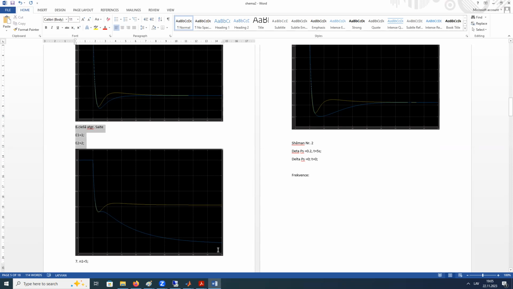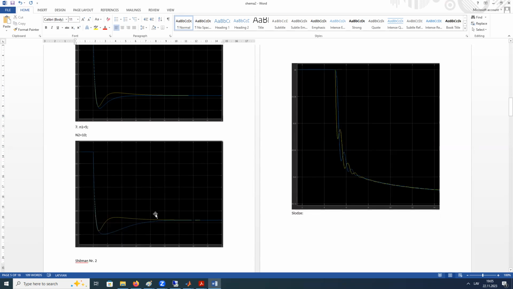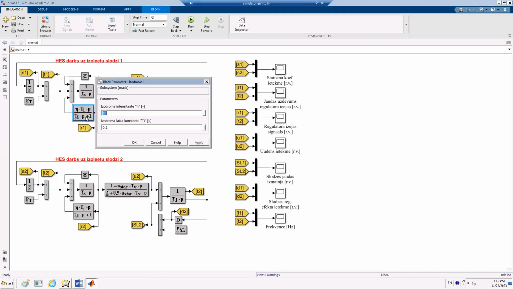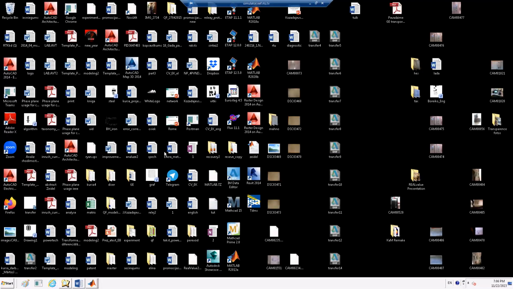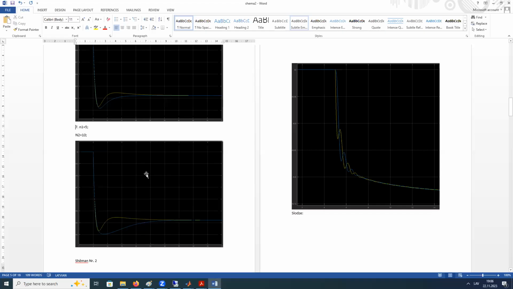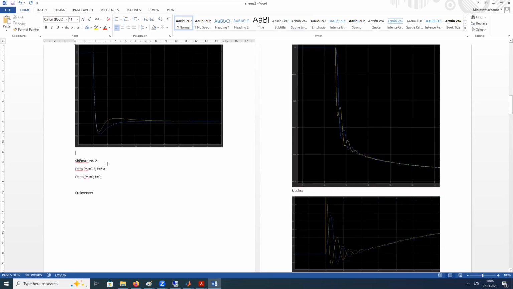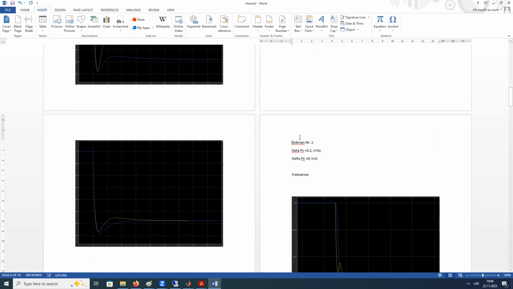I think this is not useful for you. I can delete this one. The next one is for this. As I said, this is a little bit artificial, so I think we could skip this one as well. Okay, this is scheme number 2. Let's page break. So this is all for the first scheme.